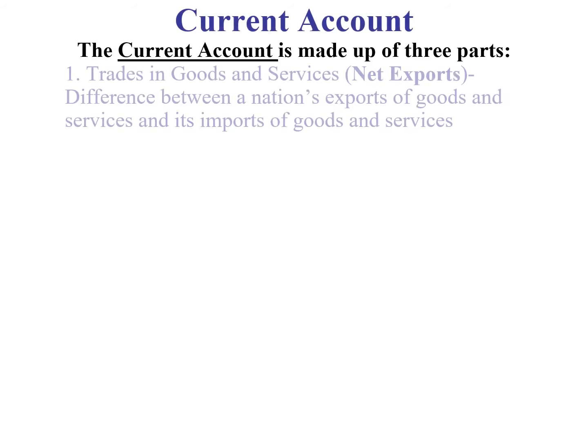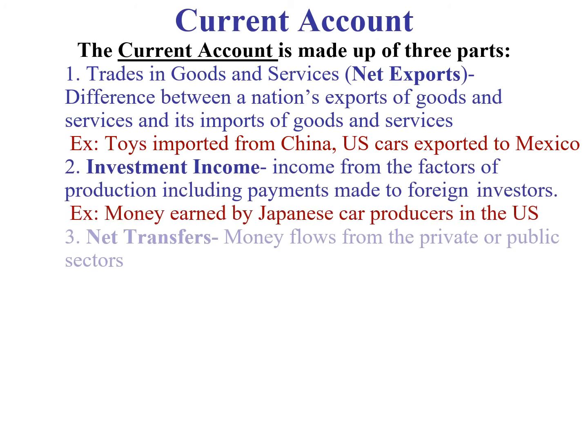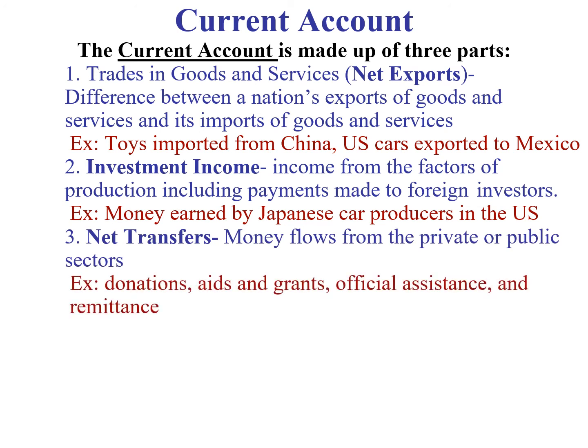Let's continue our examination of the balance of payments by taking the time to discuss in detail the aspects of the current account. The current account is made up of three parts. The first part, something students are familiar with, and also the most important component of the current account, is net exports.